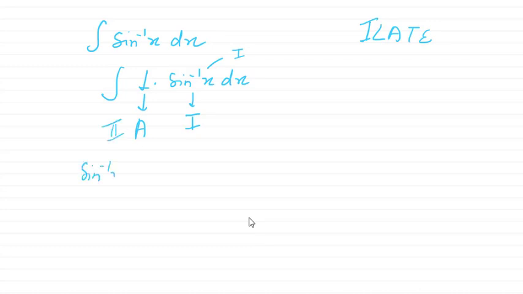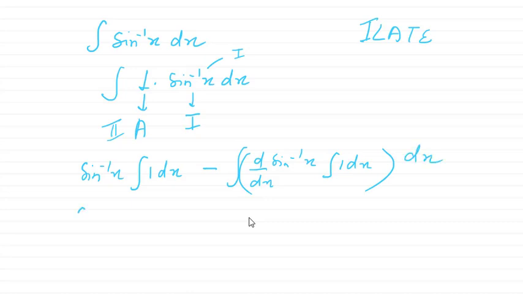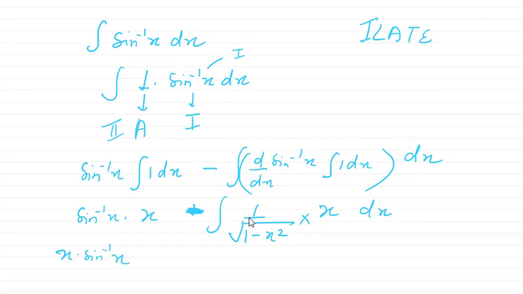So here first function as it is, integration of second function, minus differentiation of first function, and then integration of second function, and after that you have to integrate it again. So here sine inverse will come as it is, integration of 1 is x only, minus differentiation of sine inverse, it is 1 by root over 1 minus x square, into integration of 1 which is x, that we have done already, and now you have to integrate this one. So this one will come as it is, and here a minus sign will come.